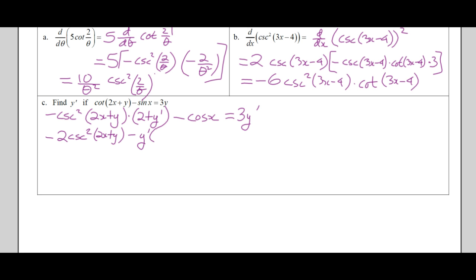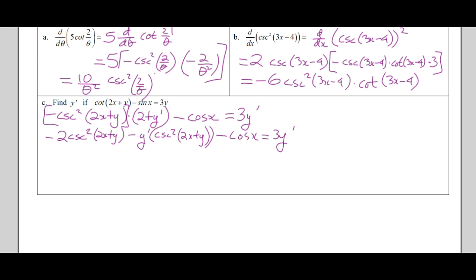times, do you want the y prime in the front or at the end? Doesn't make a difference, right? Because that's like the inside of the cosecant squared, that's one term. So it's this times this, plus, well, minus the y prime times this, which is cosecant squared of 2x plus y, minus cos x is equal to 3y prime.